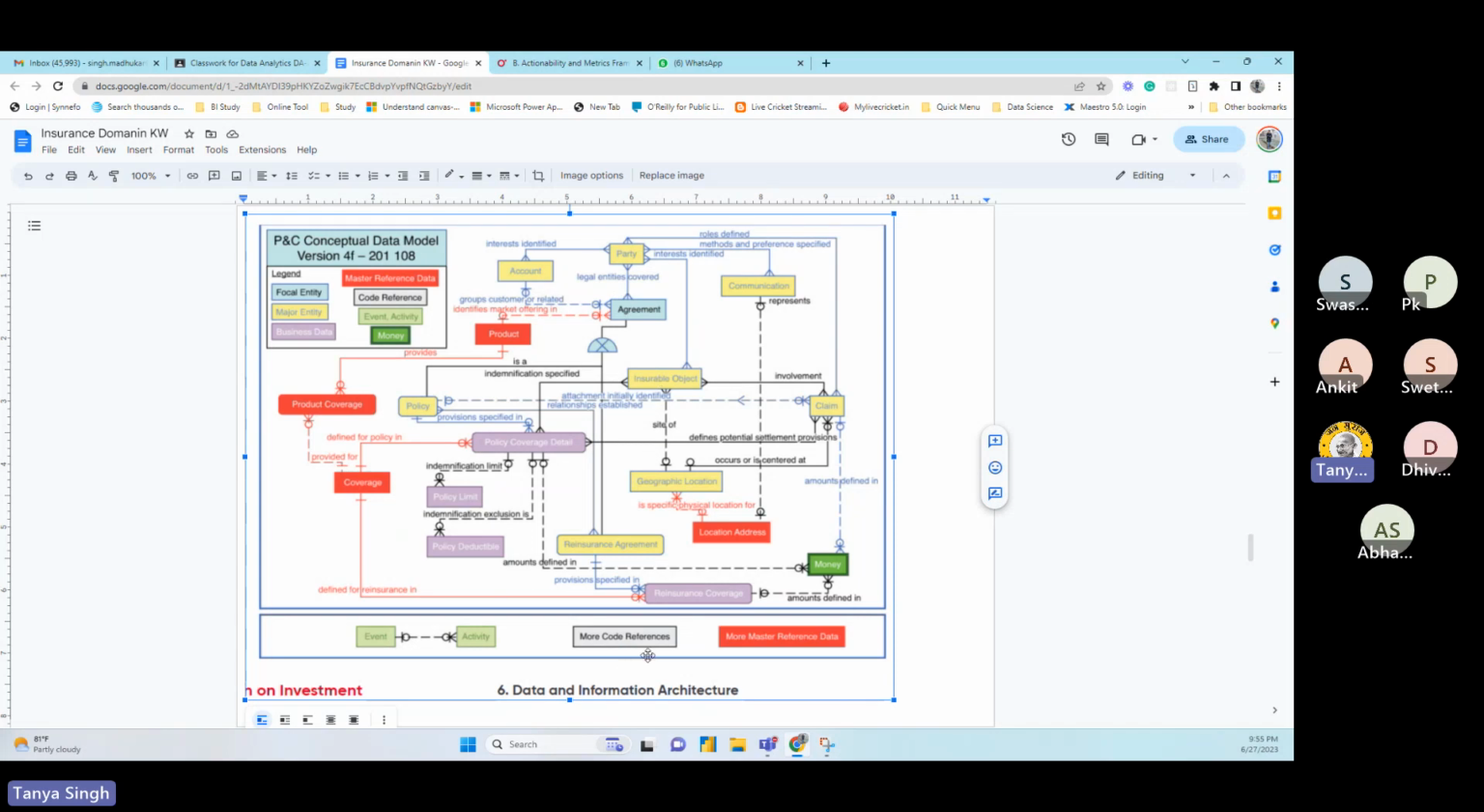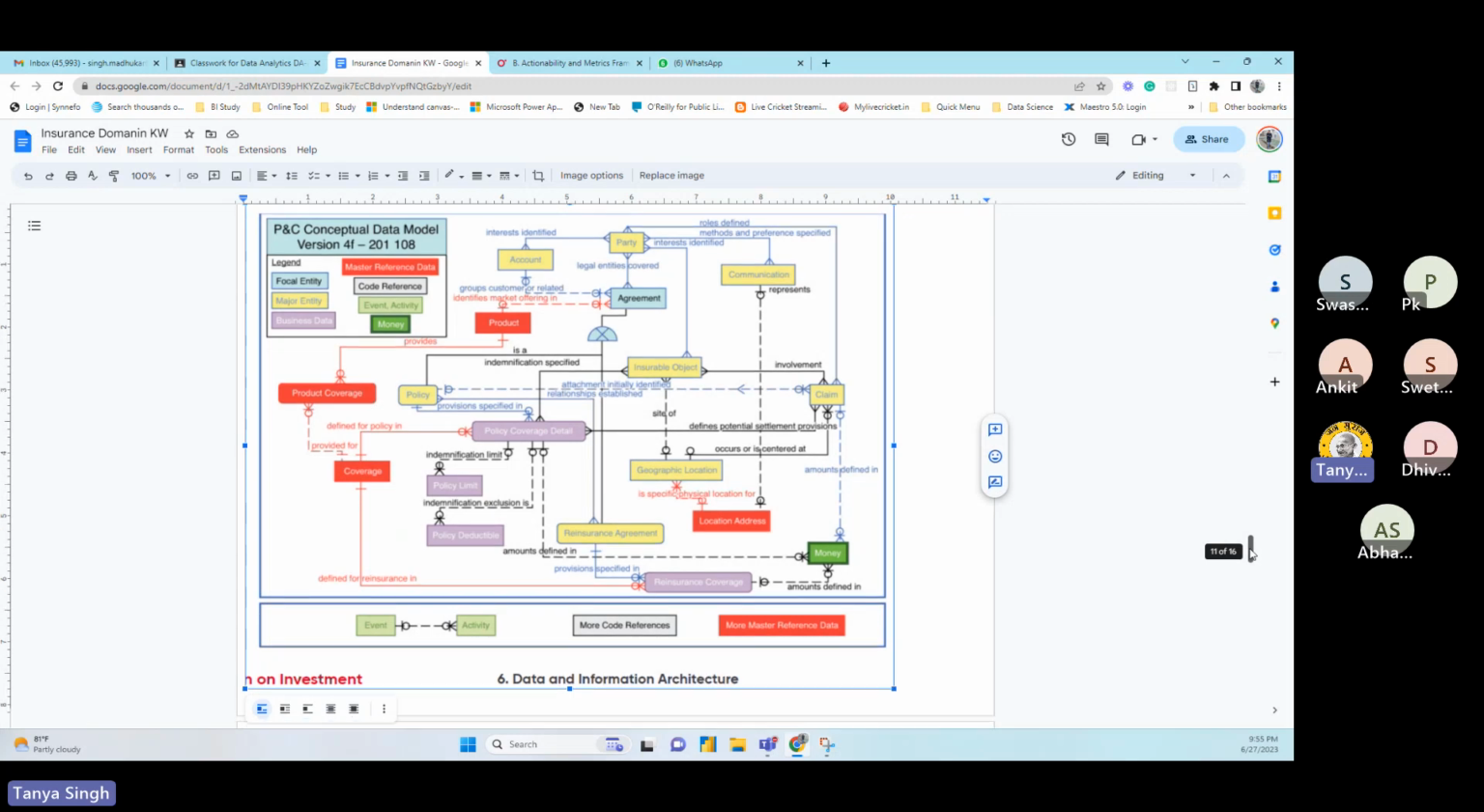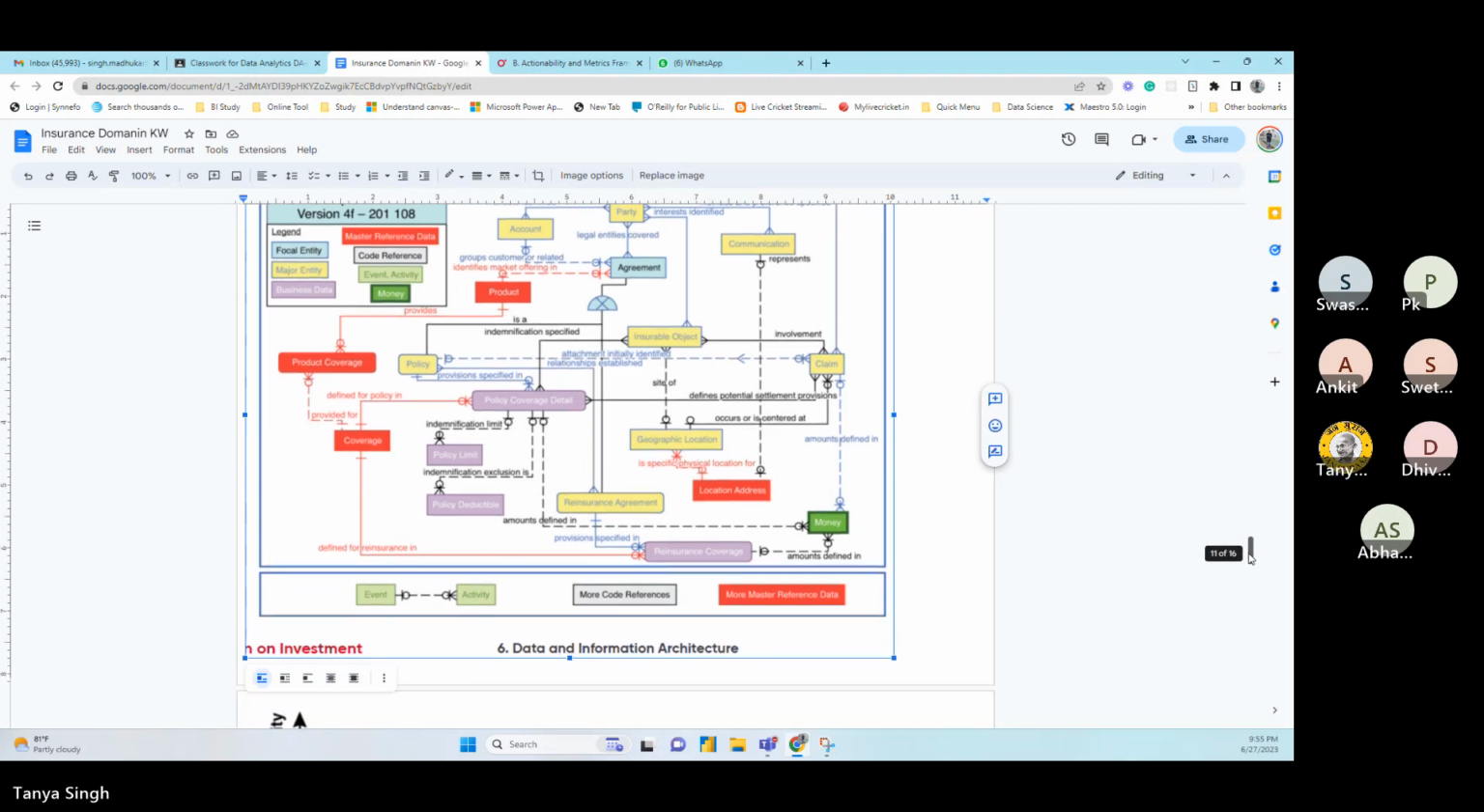They have their own name, and basically in the party we store the party address, communication details, email, mobile number, and all that, right? So the party itself is very big in insurance because you always deal with people, right? So that is very important.